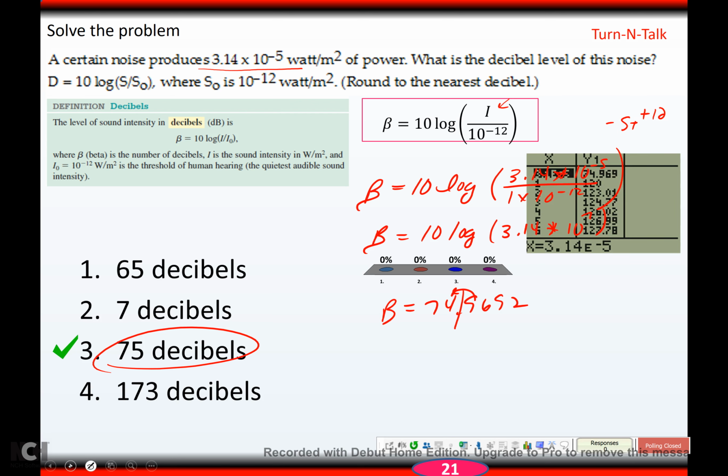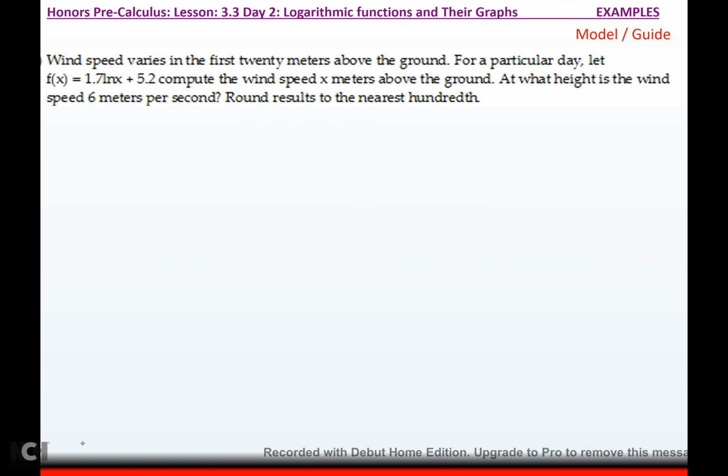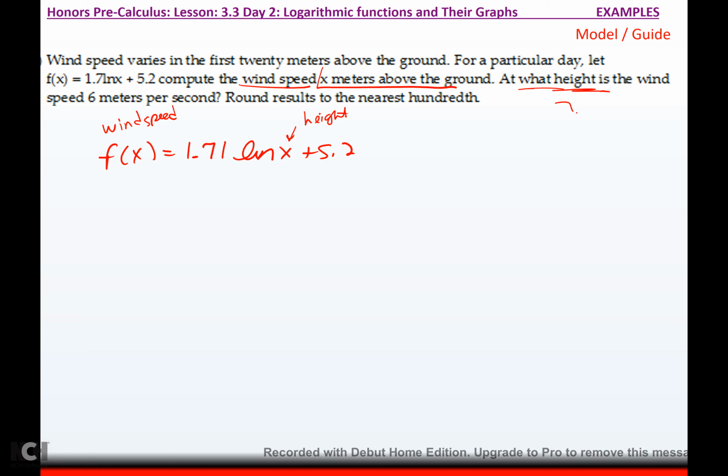Alright, so if we look at this one, it says wind speed varies in the first 20 meters above the ground. For a particular day, let f of x equals 1.71 natural log of x plus 5.2. Compute the wind speed. So this is wind speed. That's what it computes. X is the height, basically, above the ground. So they're asking me to find x if the wind speed is 6. So they're telling me to change this side to 6. So I have 6 equals 1.71 natural log of x plus 5.2.